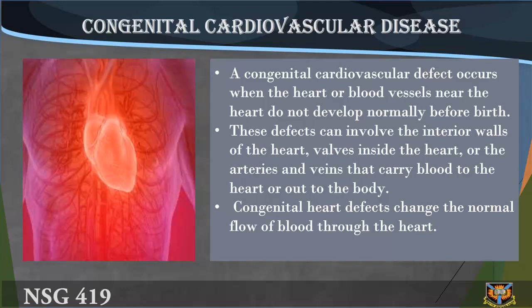Congenital cardiovascular disease. A congenital cardiovascular defect occurs when the heart or blood vessels near the heart do not develop normally before birth. Congenital heart defects are problems with the heart structure that are present at birth. These defects can involve the interior walls of the heart, valves inside the heart, or the arteries and veins that carry blood to the heart or out to the body. Congenital heart defects change the normal flow of blood through the heart.